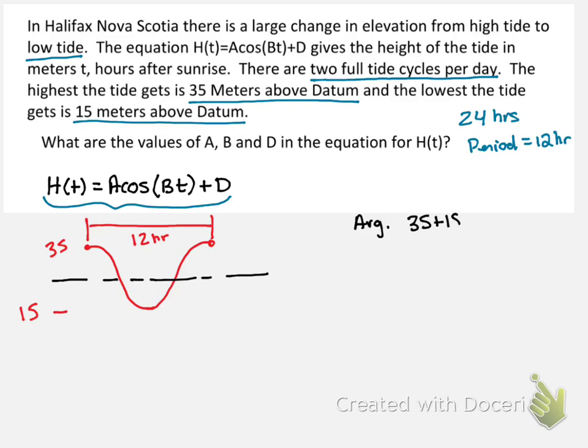35 plus 15 divided by 2. Well, that's going to be 50 over 2, or 25. And we probably could have seen that that was 25 just to look at it. But this is the way that it'll always work.